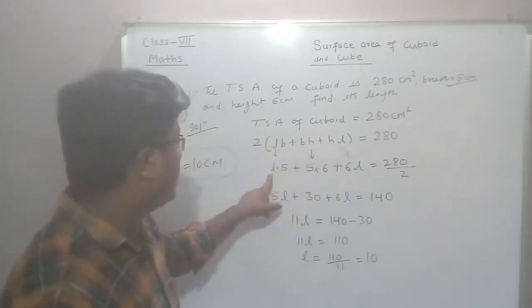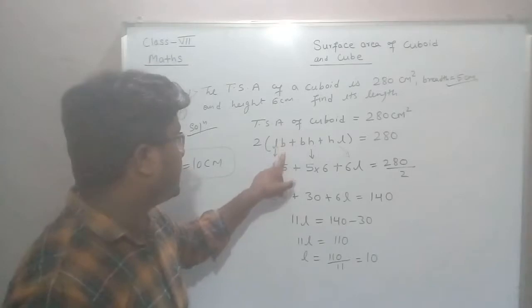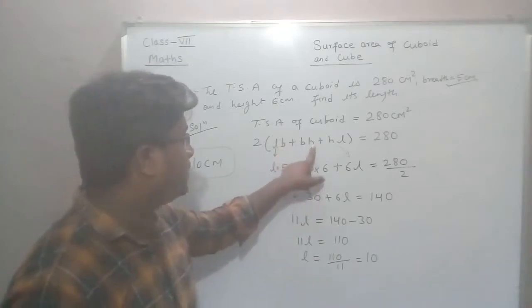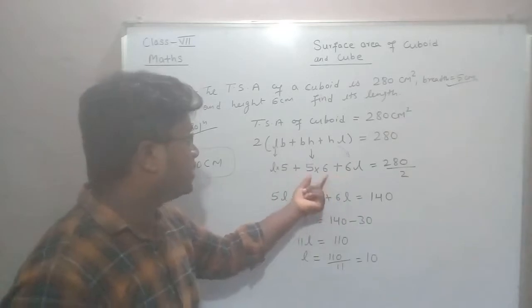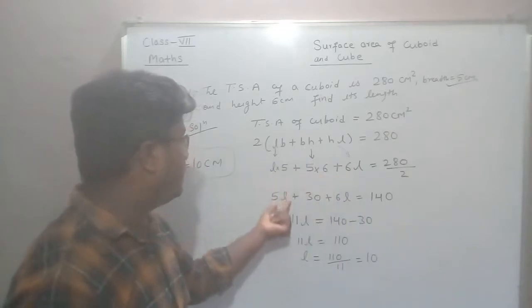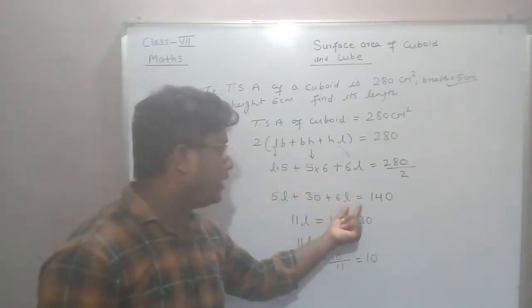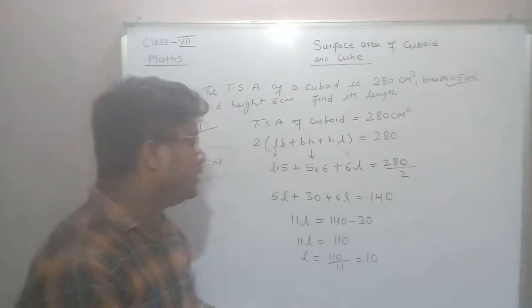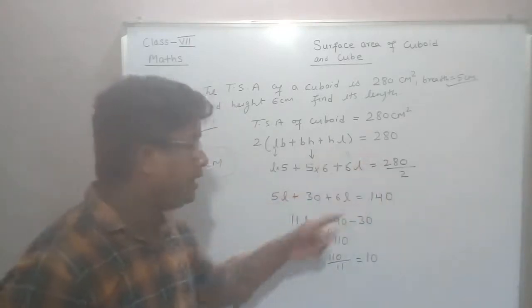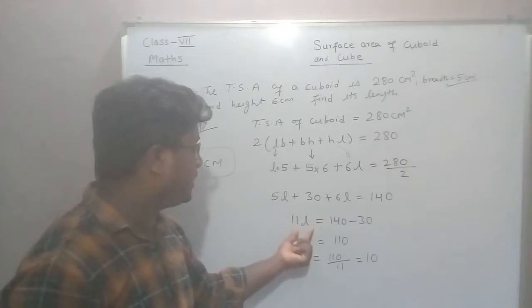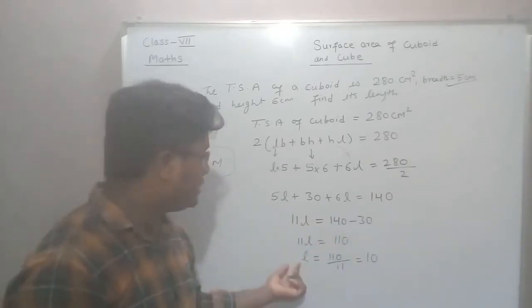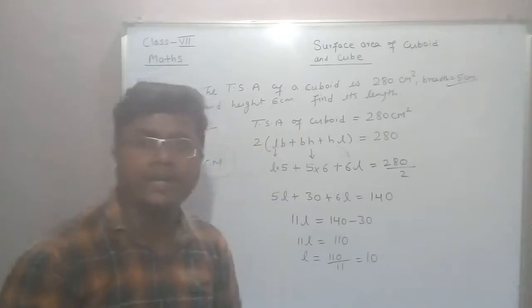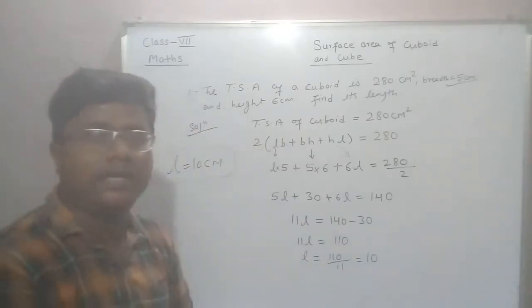For length we don't know the value. Breadth is 5, so I have kept 5 here. Breadth 5, height 6, length we don't know. Okay, so 5 6s are 30, I have written here. 5 into L, 6 into L is equal to, here divide, 140 we got. Transfer this 30 to the right hand side. Add this 5L and 6L, that is 11L. After that 11L is equal to 110. Transfer 11 to the right hand side, it will divide and you will get the value of length.